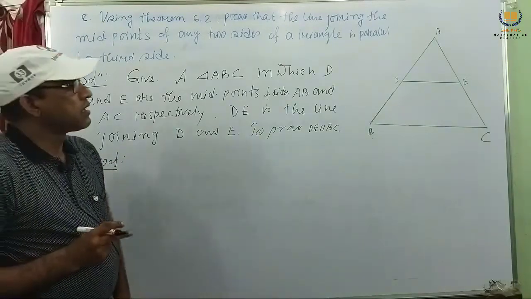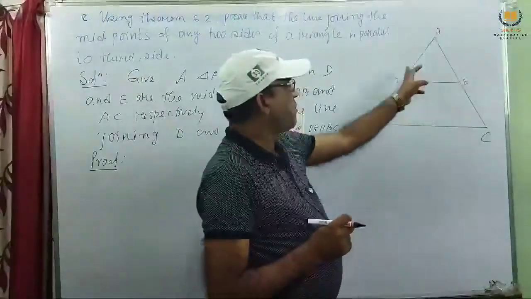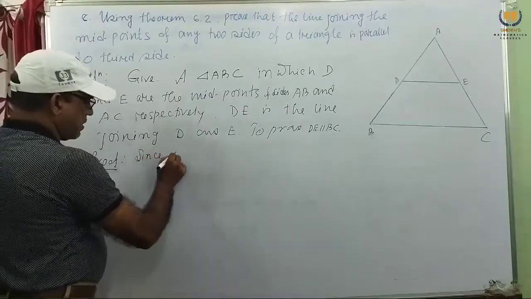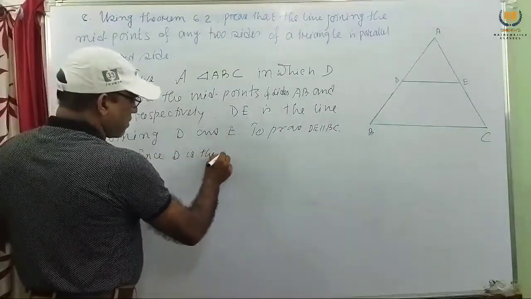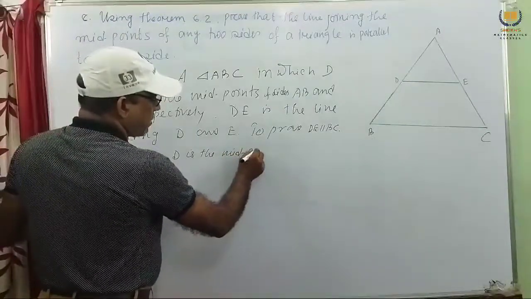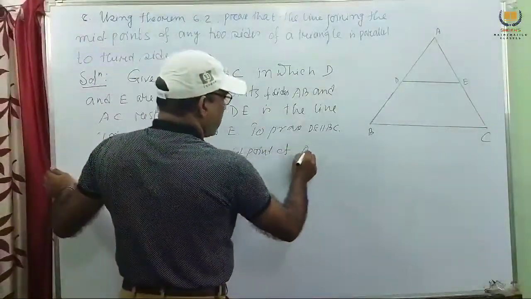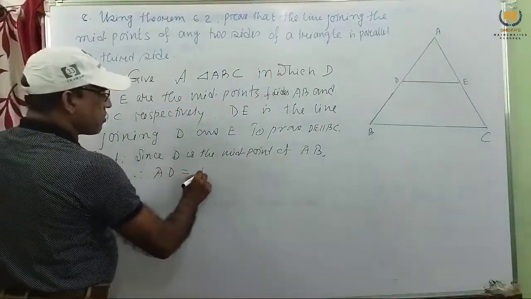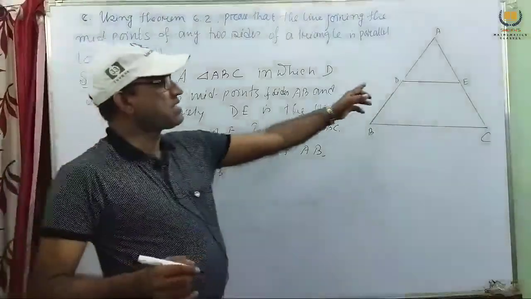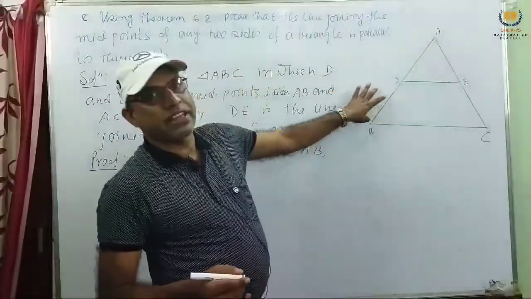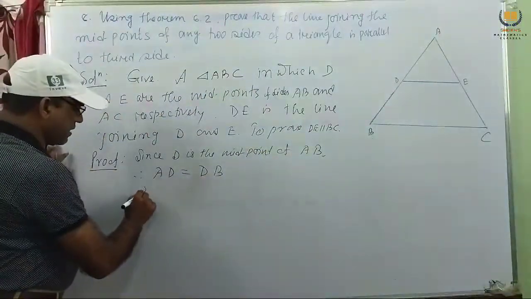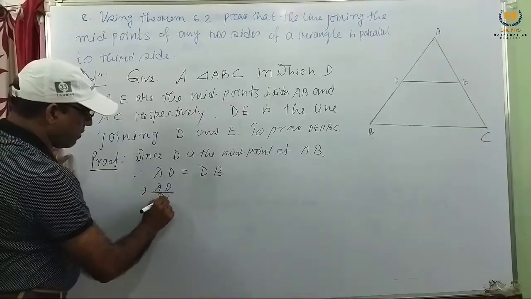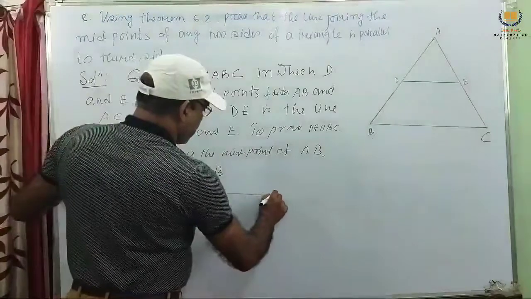In the proof, since D is the midpoint of AB, therefore we get AD equal to DB. Because this is the midpoint, it means this length and this length are equal. Now if we divide this side, then AD by DB equal to 1. This is number 1.